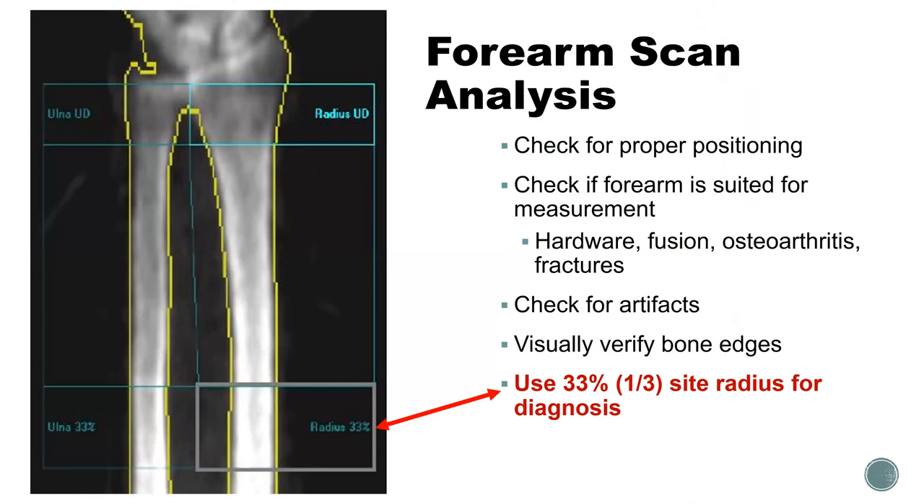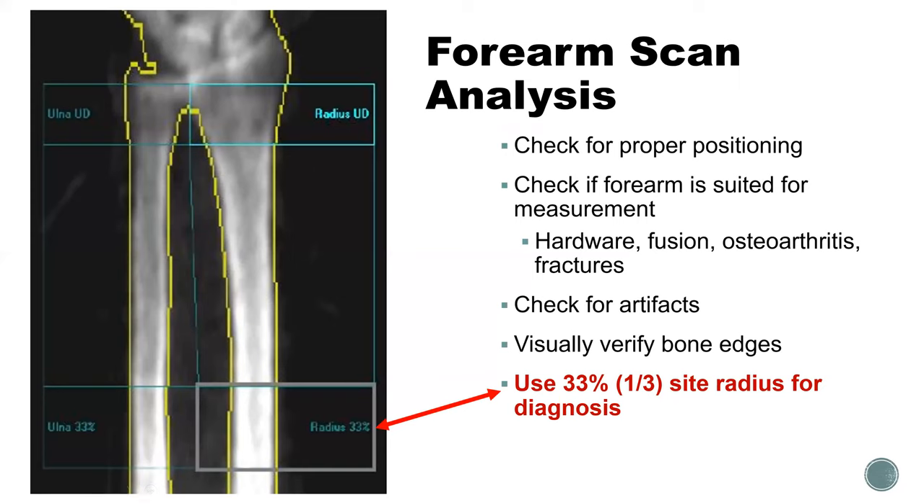The last one is the forearm. The forearm has various regions. You have to make sure that there's no osteoarthritis in the wrist, and there's proper positioning. It's obviously much easier to position the forearm, but it still has to be flat on the table. Make sure there are no artifacts. And usually you use the 1/3 radius site for diagnosis.